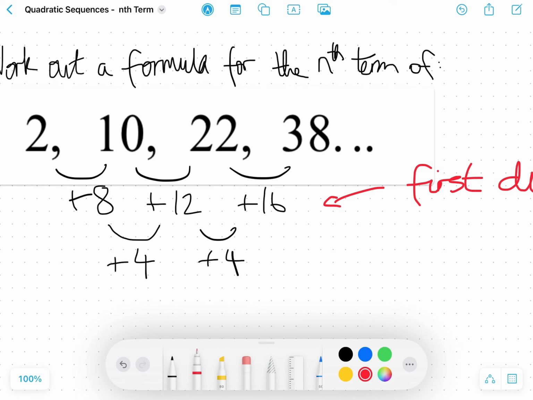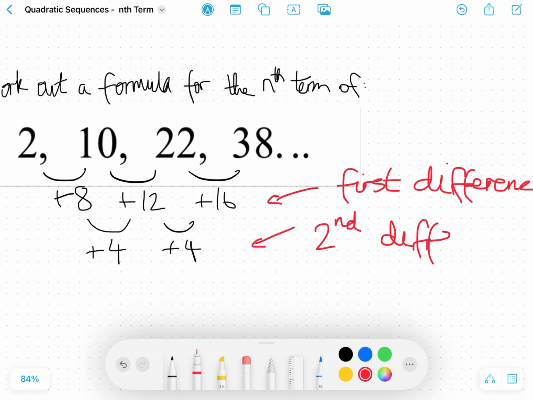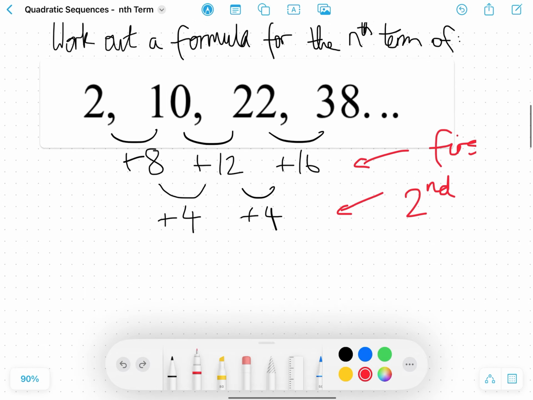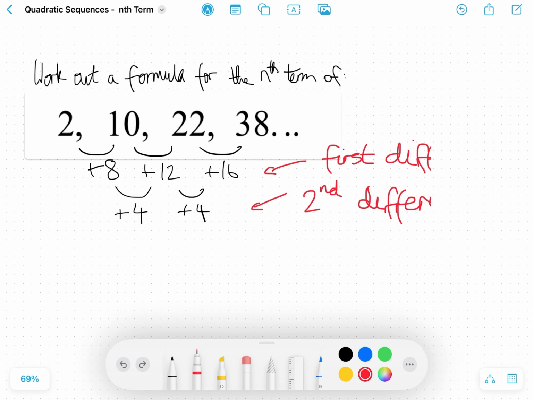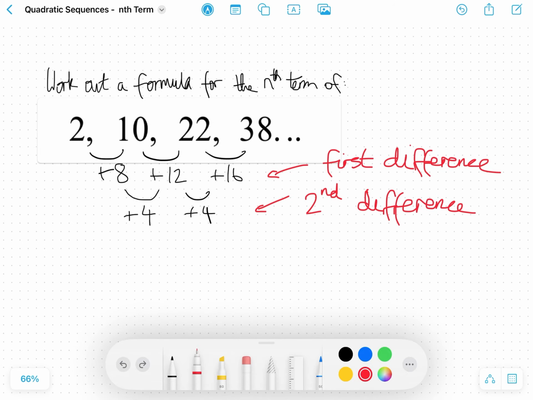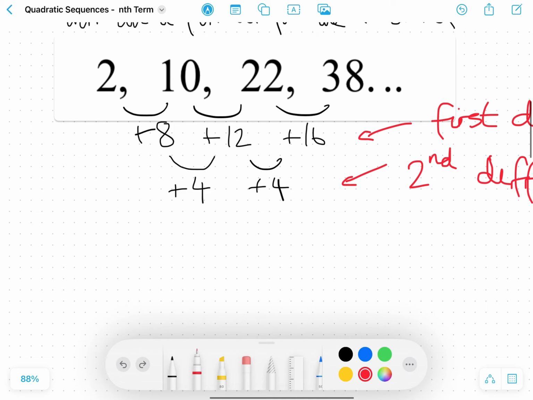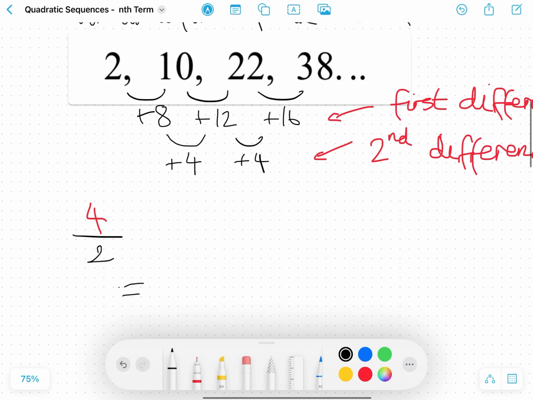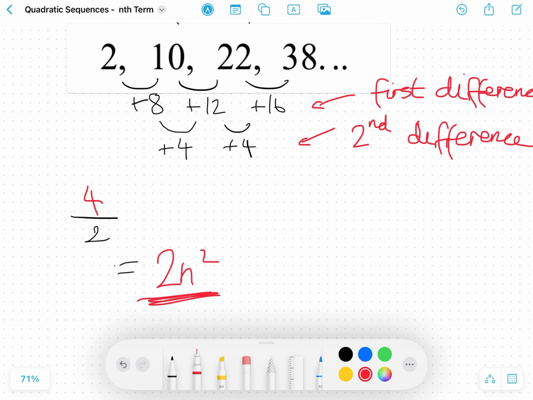So now we have a common second difference of 4. This gives us a starting point for the coefficient of n squared. What we do with the second difference is we divide it by 2 to find the coefficient of n squared. So that's 4 divided by 2, which is equal to 2n squared. So we have 2n squared. That's our starting point.